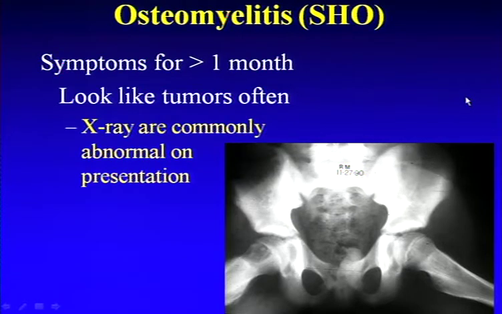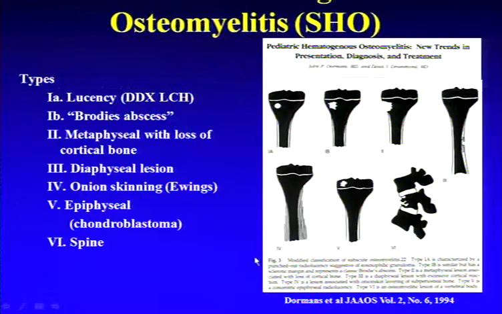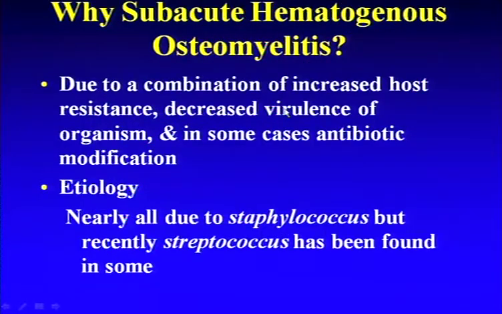So subacute hematogenous osteomyelitis, this is the one that we'll focus on in the context of this topic. The symptoms here have been present for over a month, and the x-rays are abnormal at presentation. There's this classification, and I'm going to go through and show you some examples of these different types of subacute osteomyelitis, and then the counterpart tumors that can present like this. The first is this punched out lesion, or what we call the 1A subacute osteomyelitis.